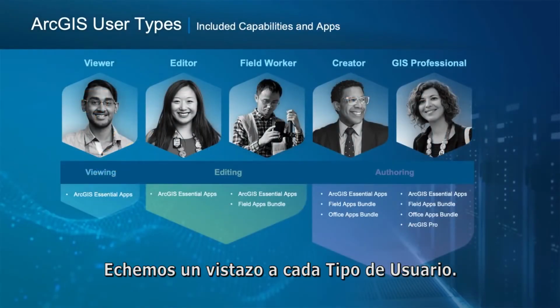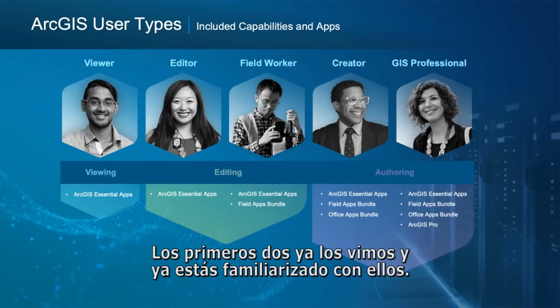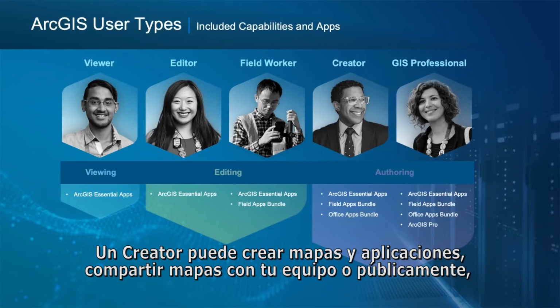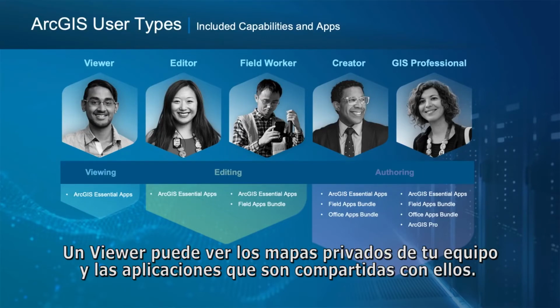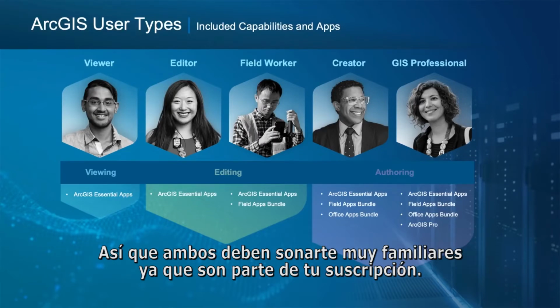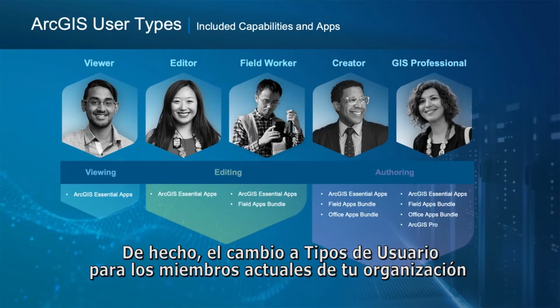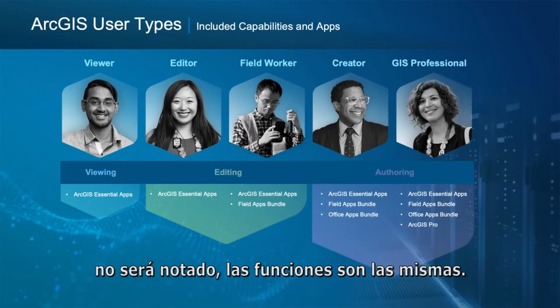Let's take a look at each user type. The first 2 you already have and are really familiar with. A creator can create maps and apps, share maps with your team or the public, collaborate with team members, and administrate users and content. A viewer can view your team's private maps and applications that are shared with them. So both of these should sound really familiar to you since they're already part of your subscription. In fact, the change to user types for current members of your organization won't be noticed. The capabilities are exactly the same.